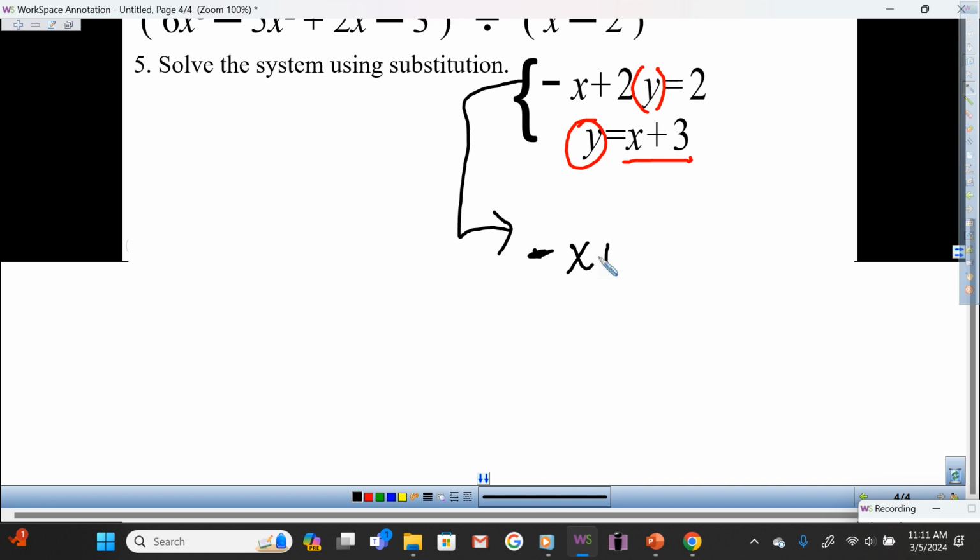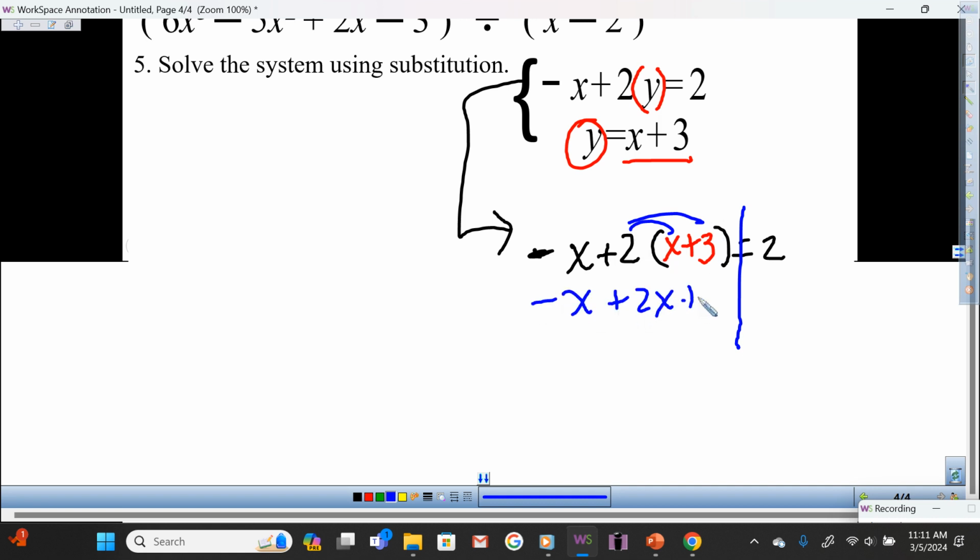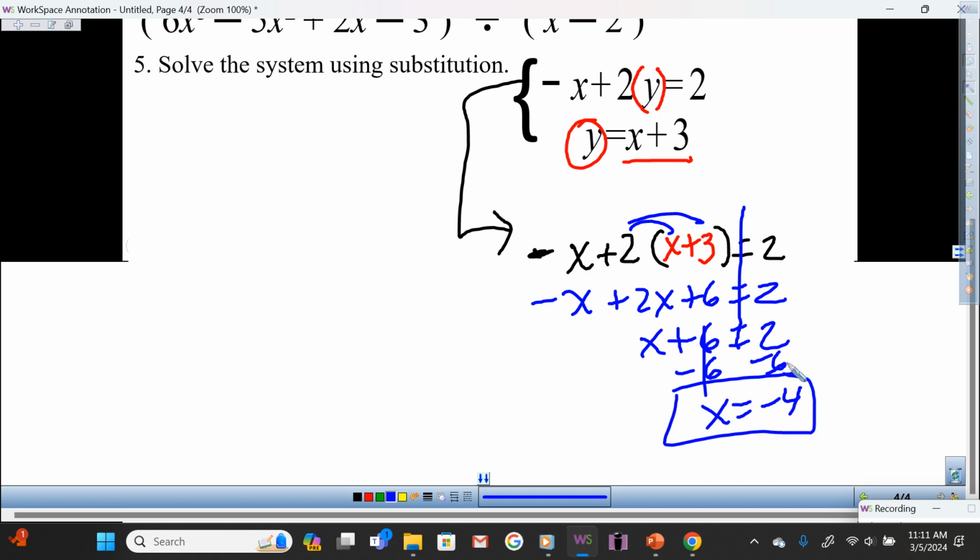So I'm going to bring this one down. Negative x plus 2, open parentheses, equal to 2. And instead of y, I'm going to substitute x plus 3. All right? The rest is history. Line down the equal sign, distribute the 2. So this is negative x plus 2x plus 6 equals 2. Simplify. What is 2x minus x? X plus 6 equals 2. And we solve for x: minus 6, minus 6. X equals negative 4. Am I done? No, Mr. Q, we need a y. Negative 4 is the x. Now we need a y.